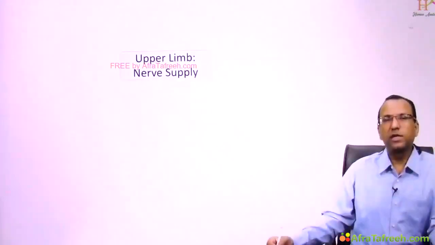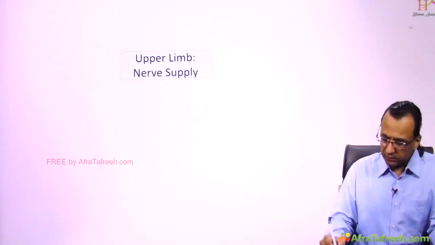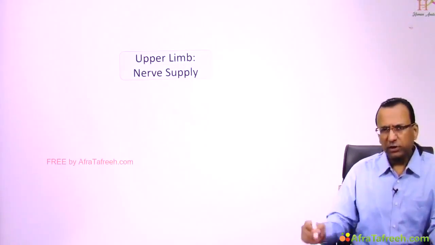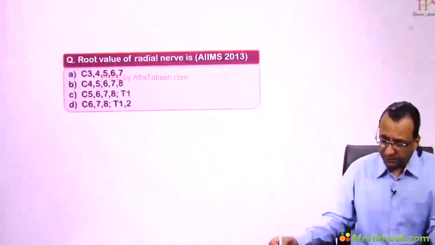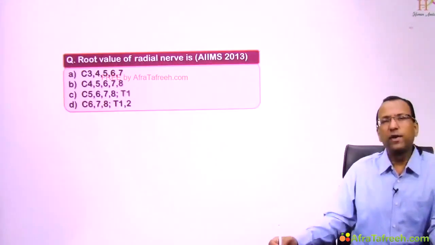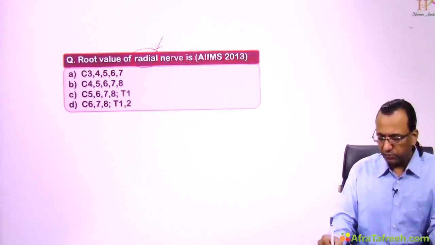Just focus upon the nerve supply of the upper limb. That is basically the brachial plexus. If you remember, there was some enlargement in the spinal cord, giving 5 root values to the brachial plexus, and somehow all the 5 root values of the brachial plexus will come to the radial nerve.